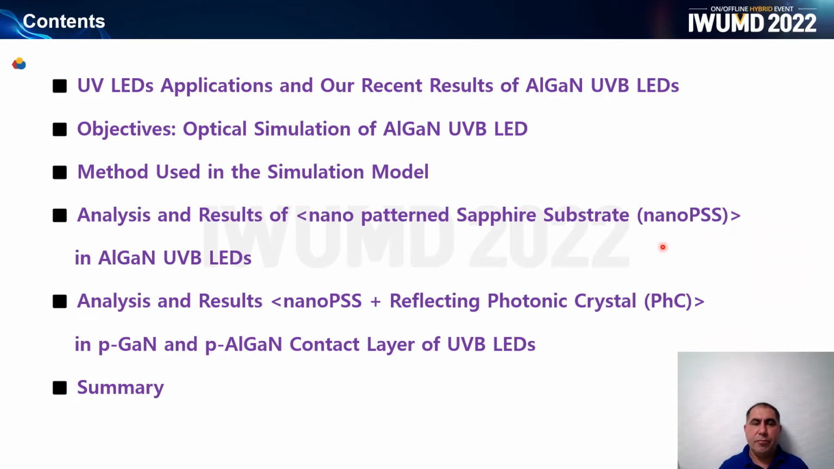Here is the outline of my presentation. First, I would like to talk about the UV LED application, our recent results, and the objectives of the optical simulation, method used in the simulation model, and then I will analyze the result of nano-pattern sapphire substrate in AlGaN UVB LEDs. And subsequently, I will analyze the result of nanoPSS plus reflecting photonic crystals in p-AlGaN and p-GaN contact layer of UVB LED. At the end, I will summarize my talk.